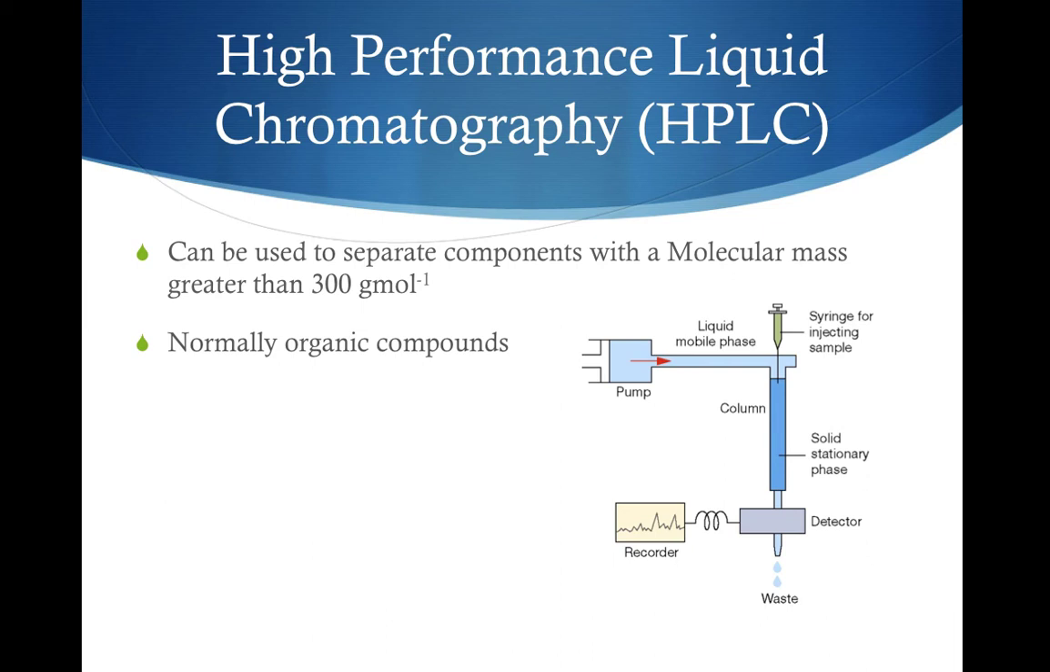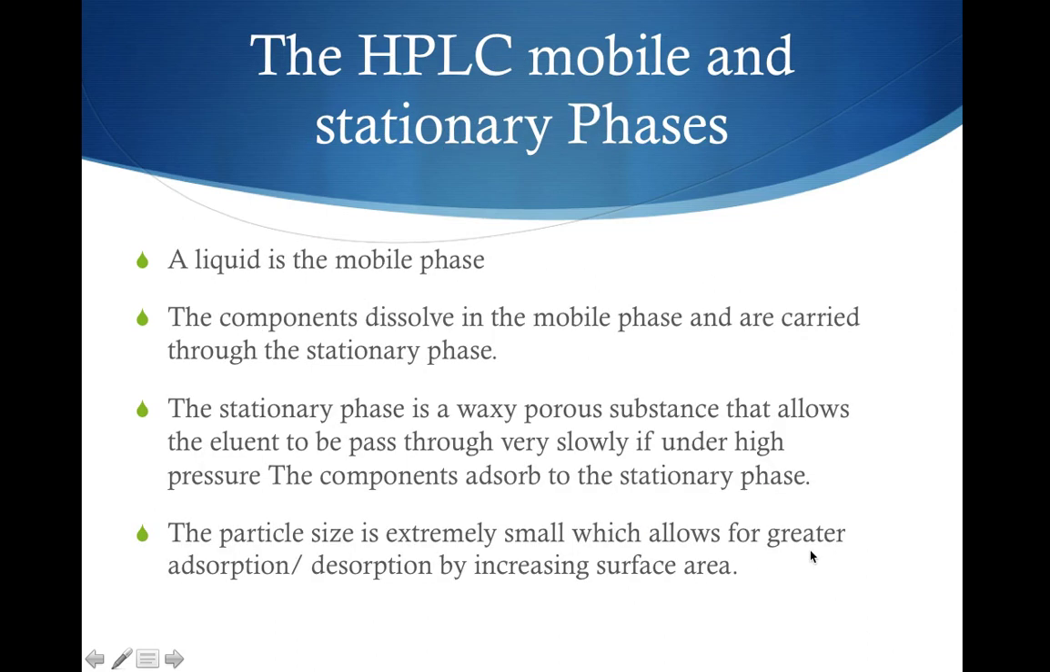What we actually use is more complex. It's called HPLC, or High Performance Liquid Chromatography. We're separating these big organic molecules with normally molar masses which are bigger than 300 grams per mole. So we've got a stationary phase. It's a solid, normally little beads packed in a column. We've got a liquid mobile phase which is going to move through here. We've got a sample and we've got a detector. Our liquid with our sample in it is going to go through the stationary phase, which is our waxy porous substance.